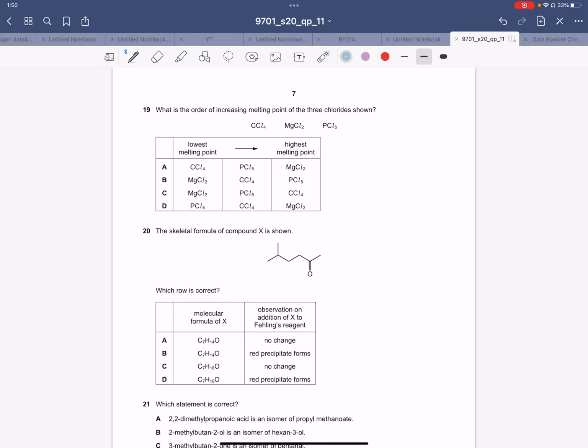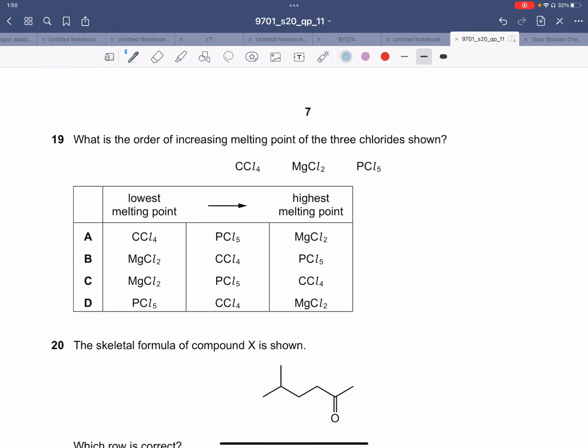All right, moving on. Let's look at question number 19. Oh, we're talking about melting points, huh? Okay. What is the order of increasing melting point? Okay, I'd suggest boxing increasing so that you don't forget that. All right, well, first things first, let's take a look at these.